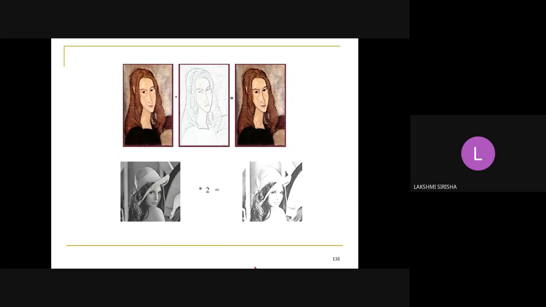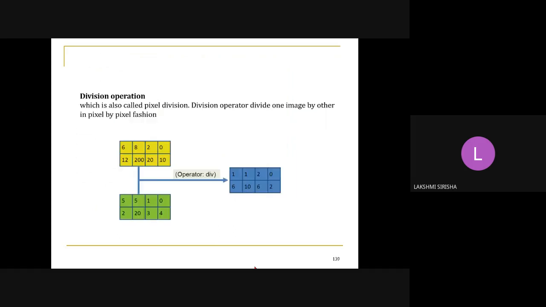And the second example is any image multiplied with a constant value. Here just observe, into 2. Into 2 means what happened? Every pixel value is doubled. That means the pixel value goes towards 255, near to 255, not exactly 255. All values are doubled, so the pixel value increases. That's why the image looks white.